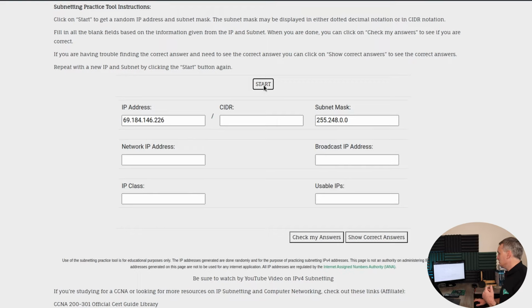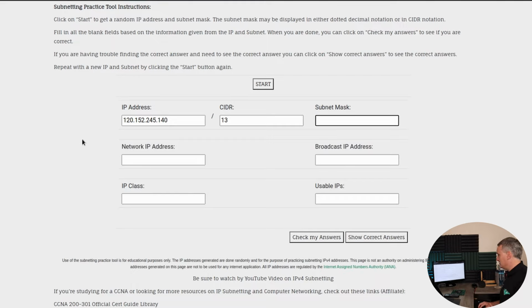Okay, and actually, the other feature I wanted to highlight here is this one. It will not always give you the subnet mask in the dotted decimal notation. Sometimes it will give you the subnet mask in CIDR notation. So let's figure this one out.